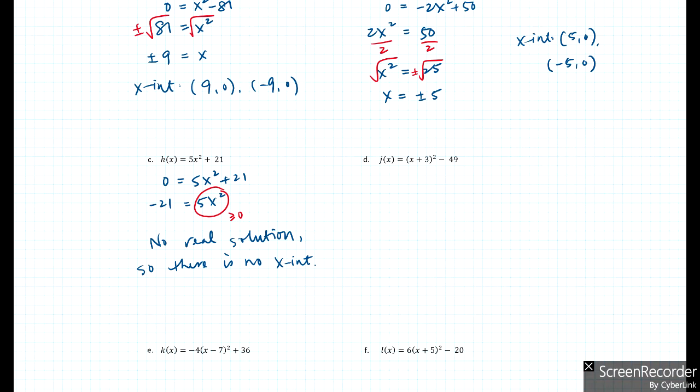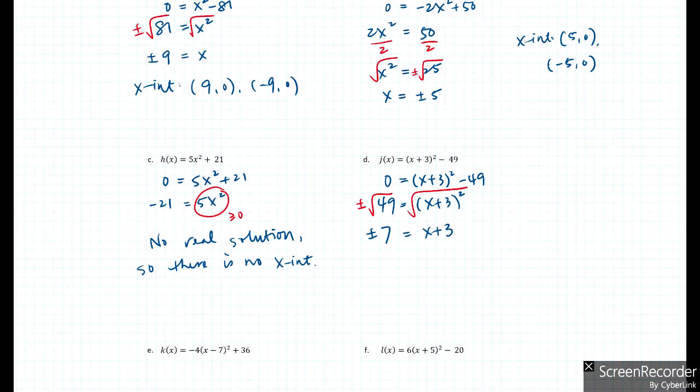Now moving on to part D, we want to again start off the same way to say x plus 3 squared minus 49 is equal to 0 and isolate the constant part. So I'm going to add 49 on both sides. And now I have a perfect square expression equal to some constant. So here I can go ahead and take the square root on both sides. Make sure you have both positive and negative values. So we get plus or minus 7 is equal to x plus 3.